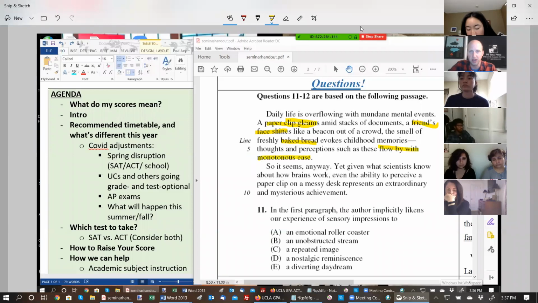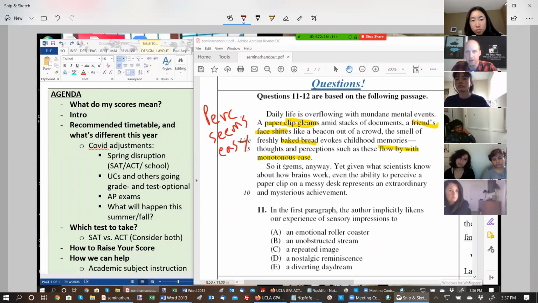So if I was to summarize this, and this is generally a good tip for any time you're reading a passage, I try to make little notes in the margin like perception seems easy. All right, so it seems anyway, there's a transition word right there.